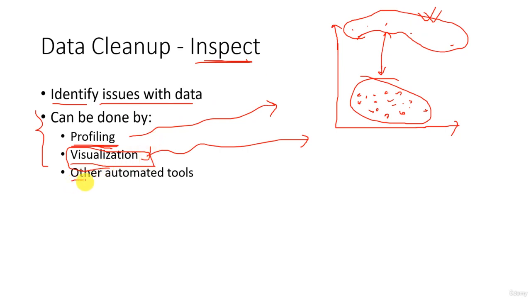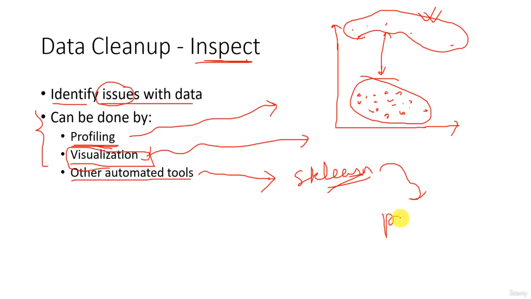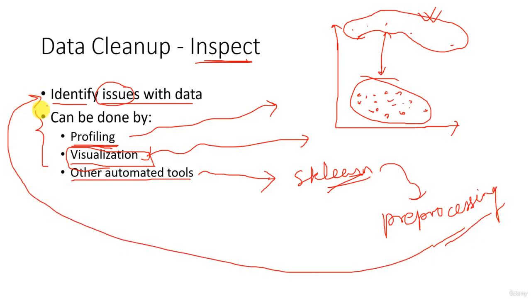We can also use some other automated tools, maybe some programming language, some library that is available in Python to check whether we have some issues with the data or not. For that, we can use something called scikit-learn. Inside this scikit-learn library we have a module called preprocessing. Using this preprocessing module, we can check whether we have some issues with the data or not. And that is the first process, which is to inspect whether we have some issues with the data or not.